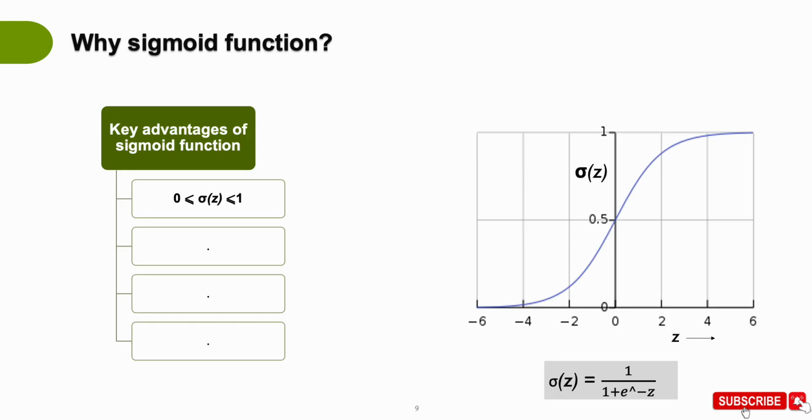The first key advantage of the sigmoid function is that it outputs values between 0 and 1, and hence these values can be interpreted as standard probability values. That means when we get a probability value from this sigmoid function, we can treat it as the probability of a point belonging to a particular class, right? The second advantage is that it can solve the outlier problem pretty well. We have already seen this in the previous slide.